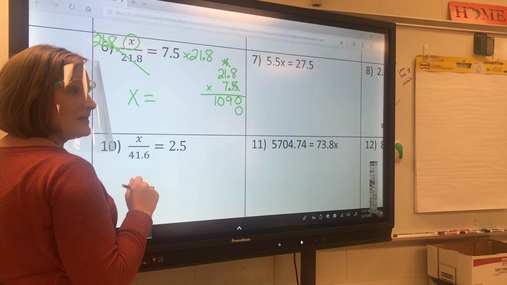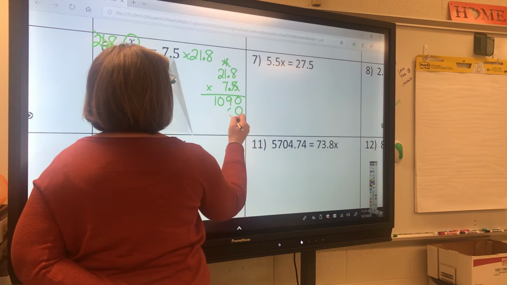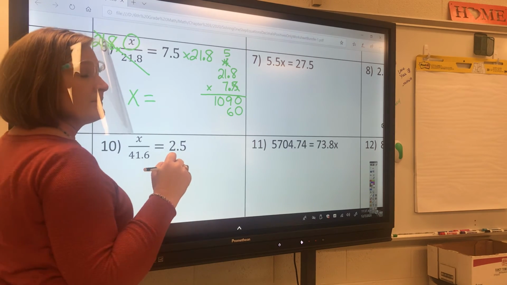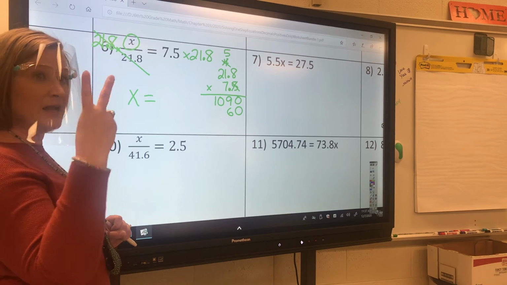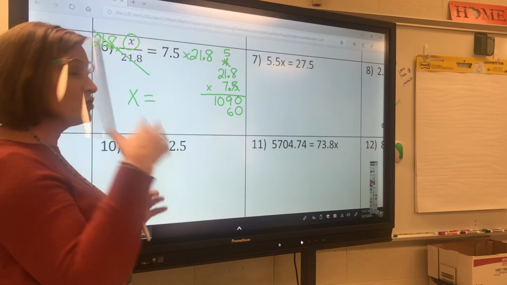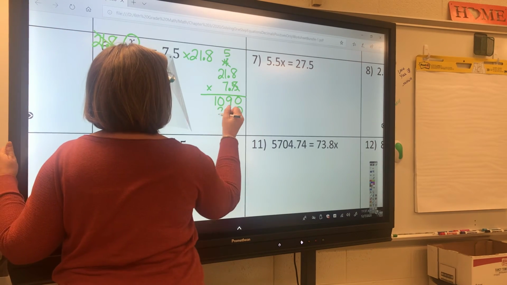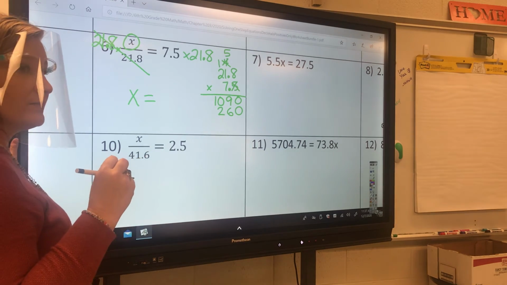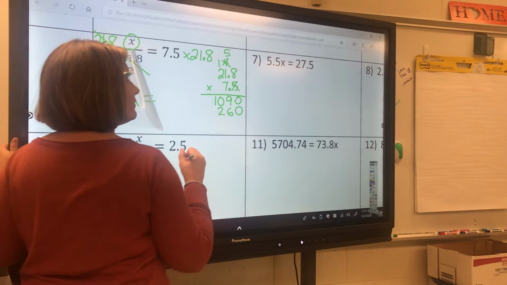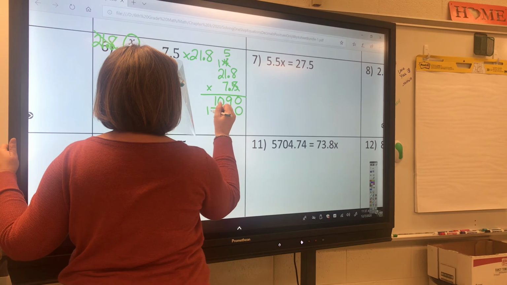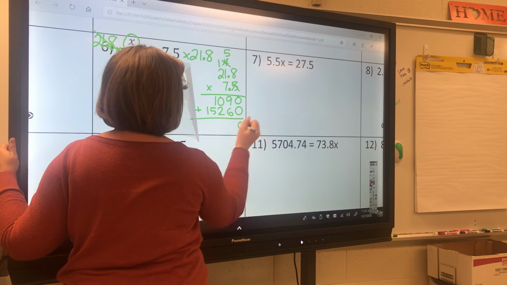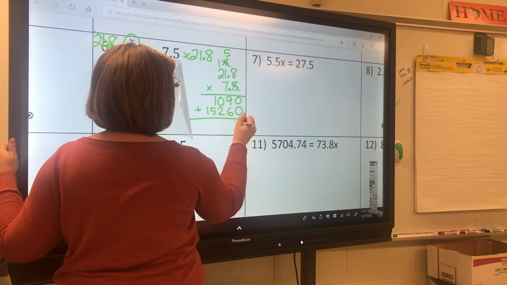7 times 8 is 56, so I'm going to write my 6 and carry my 5. 7 times 1 is 7, 8, 9, 10, 11, 12. So I'm going to write my 2 and carry my 1. 7 times 2 is 14, plus 1 is 15. 0 plus 0 is 0. 9 plus 6 is 15.